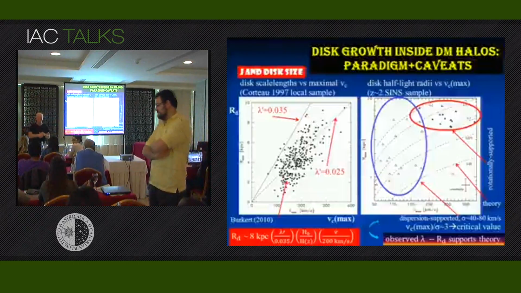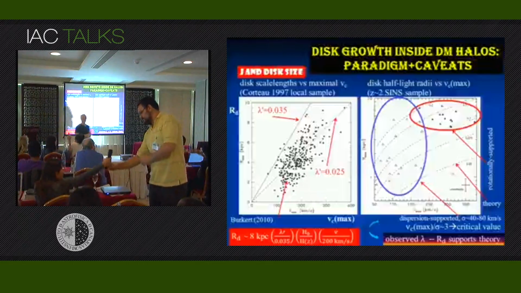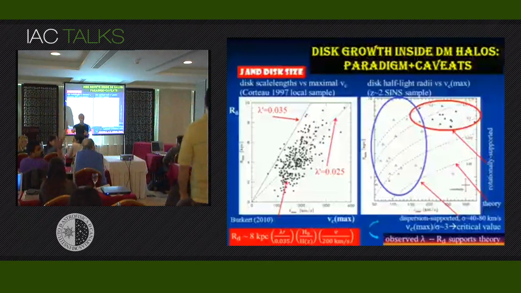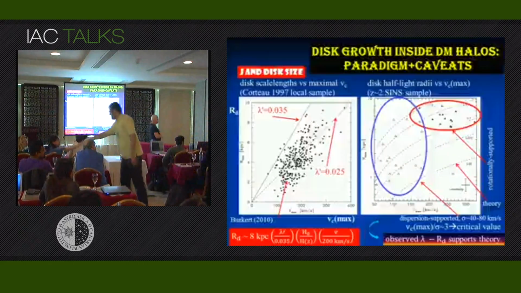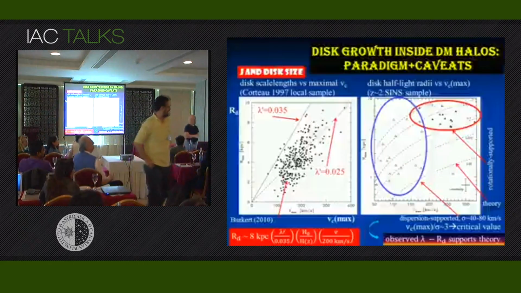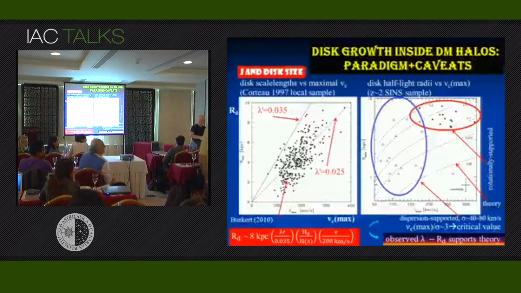But if you ask me whether these are minor mergers or major, can we do it in one run? Both are possible. You can form a disk with one merger, and you can form it very slowly with minor mergers or even without mergers. So, is this what you've been asking?